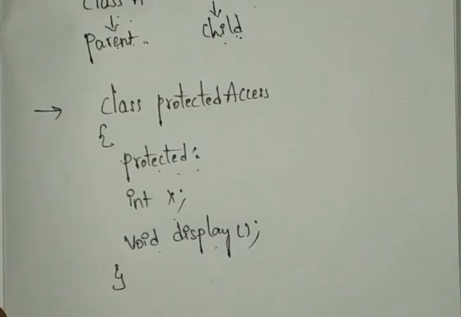So we have the access specifiers in our classes, which are three types: public, private and protected.